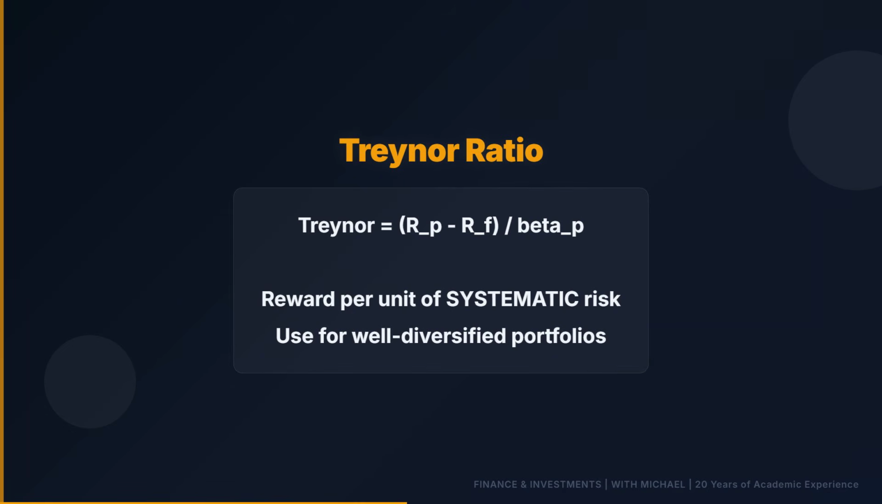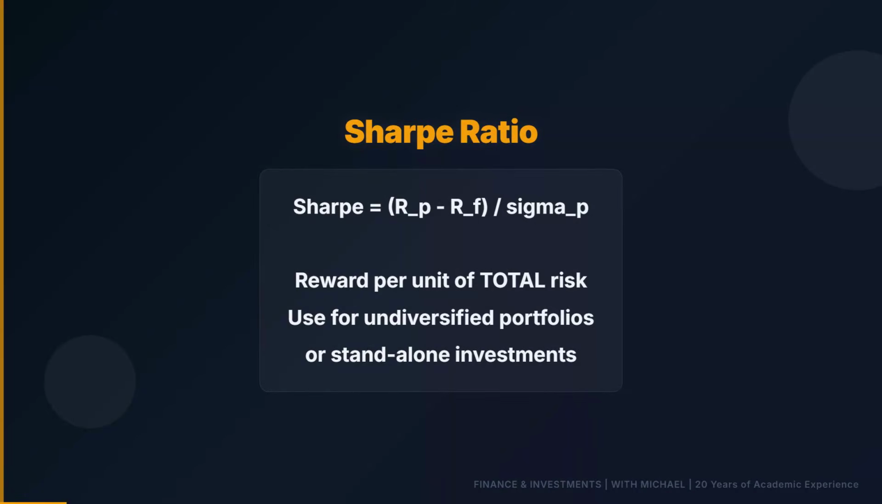So how do I solve the problem? The bigger the beta, the bigger the required return. What does it mean? Pay attention. You check the beta relative to the market.